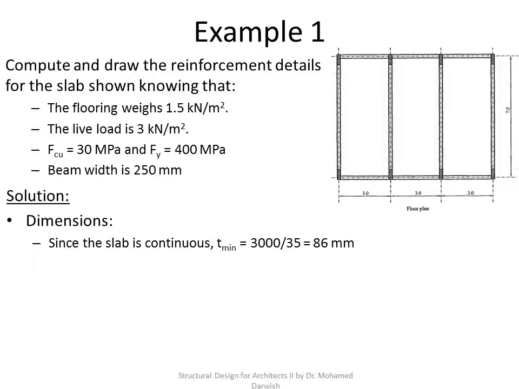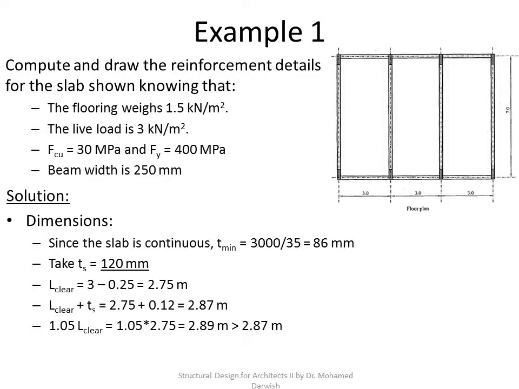The solution here, the dimensions: since the slab is continuous, T minimum is 3000 millimeters over 35, which is 86 millimeters. So this is far less than the 120 millimeters, so you should take it as 120 millimeters. The clear span is 3 minus 0.25, which is 2.75 meters. If you add this to 0.12, you will get 2.87. If you multiply the clear span by 1.05, you'll get 2.89. So this is more than 2.87. But again, all of this is less than the 3 meters. So L effective is 2.89 meters.